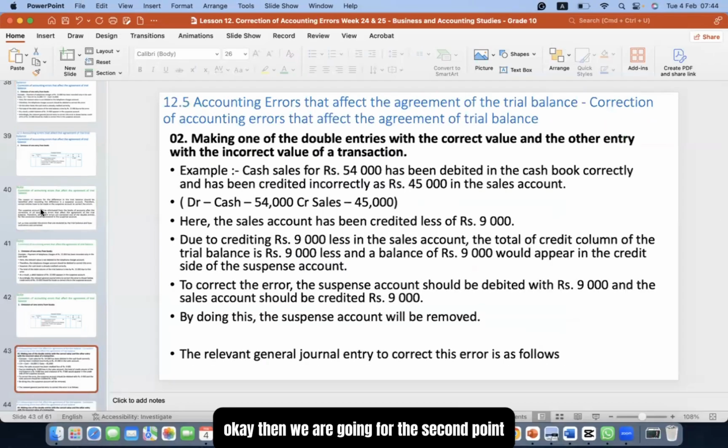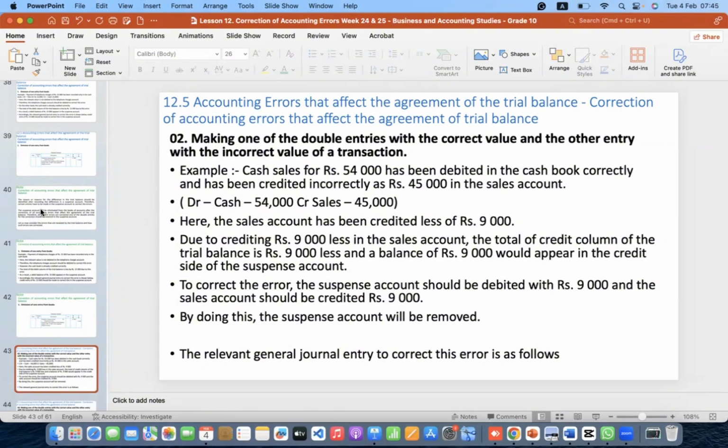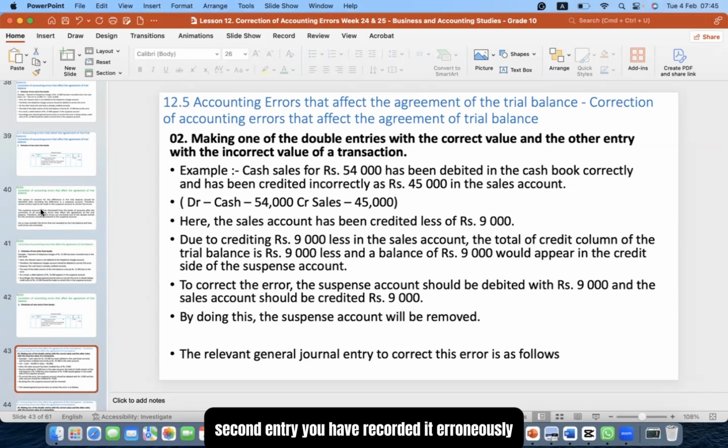Okay, then we are going for the second point. Second point is making one of the double entries with the correct value and the other entry with the incorrect value of transaction. You are making one entry with the correct value and the other entry with the incorrect value. ඒ කියන්නේ double entry එකේ එක entry එකක් ඔයා හරියට pass කරලා තියෙනවා. Second entry you have recorded it erroneously.